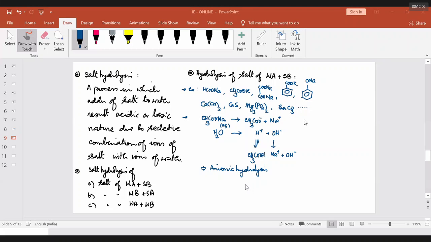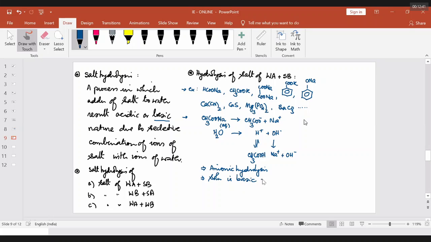Naturally, when the anion combines, it will not combine with the anion of water. It will combine with the cation of water. Hence, OH minus ion is left out free. When OH minus ion is left out free, the solution becomes basic in nature. In which case do we have a basic solution? Anionic hydrolysis results in OH minus ion in excess quantity. Therefore, this implies the solution is basic in nature.